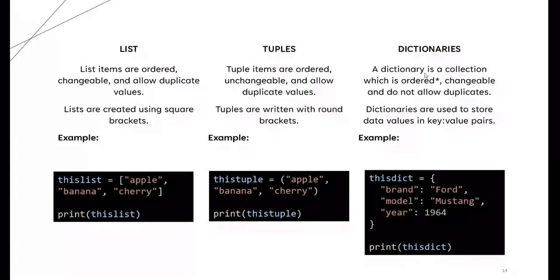And dictionaries are also changeable, but no duplicate keys are allowed in them. They are generally used to store values as pairs of keys and values.